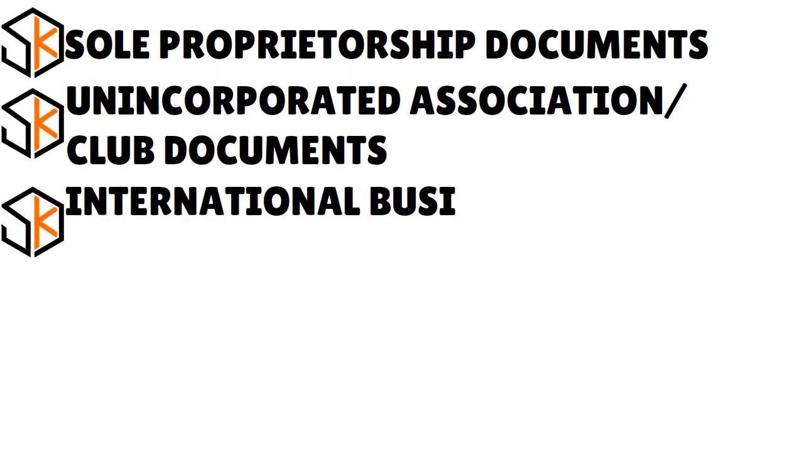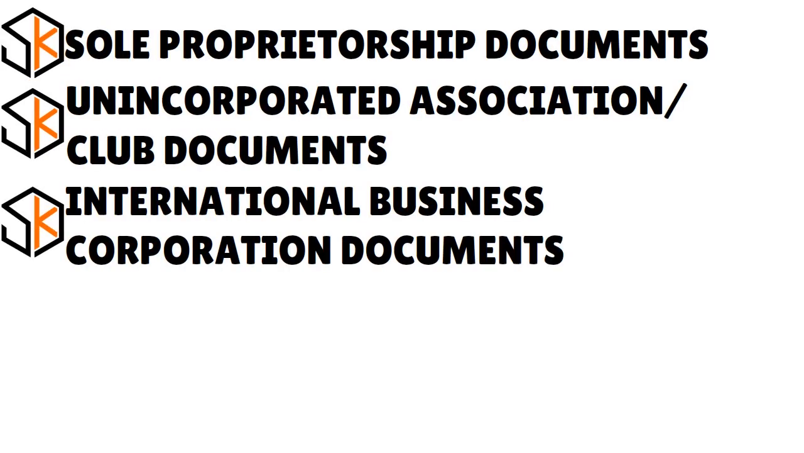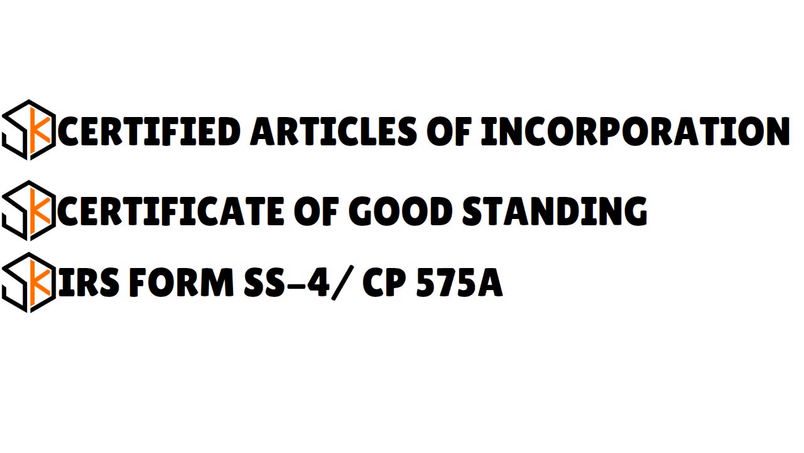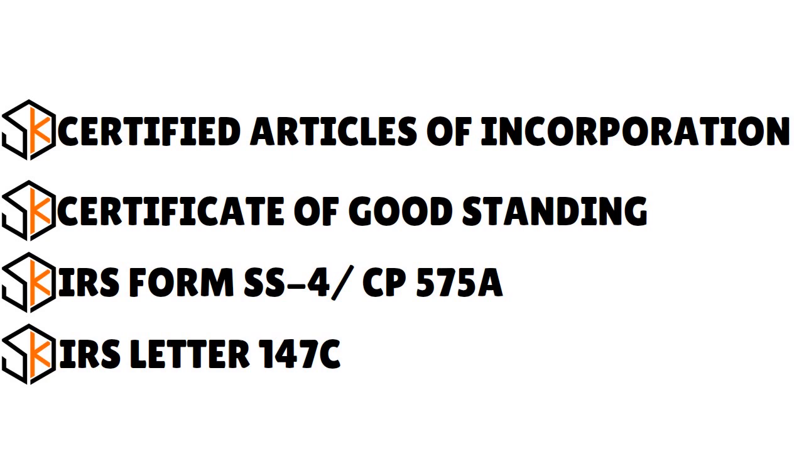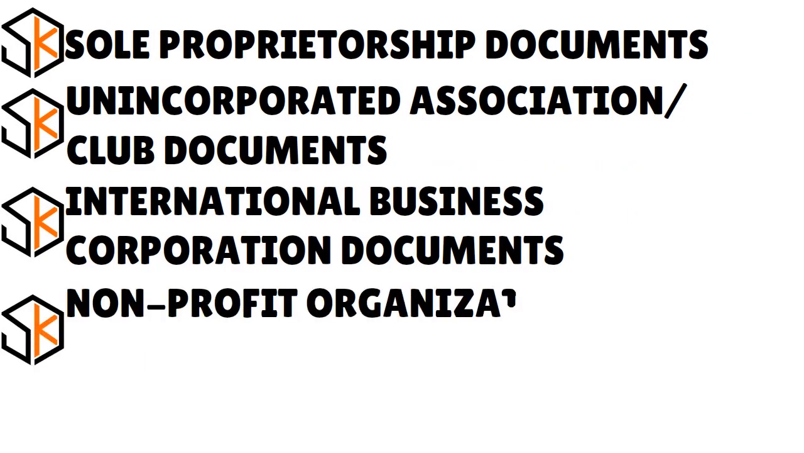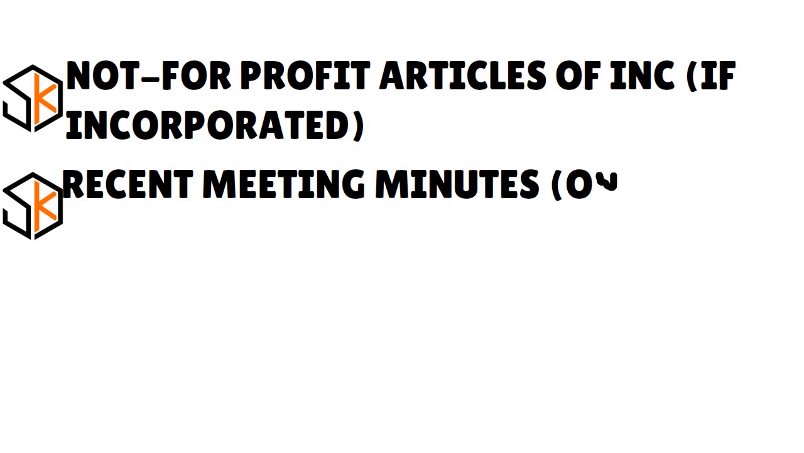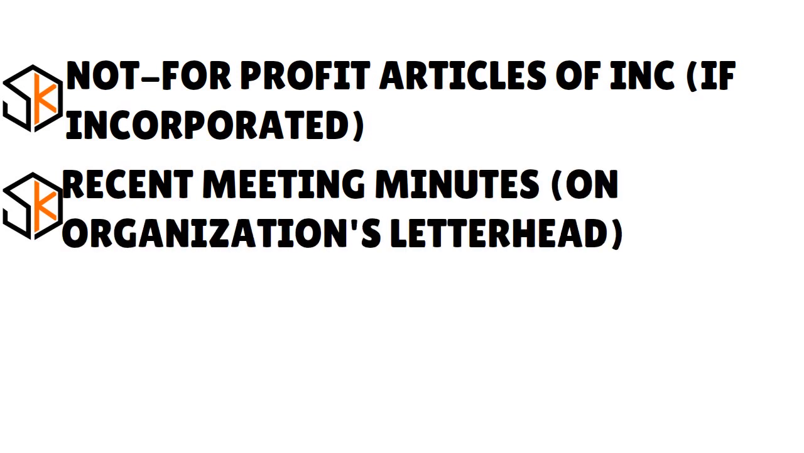What about international business corporation documents? You want to have certified articles of incorporation or certificate of good standing. You also want to have an IRS form SS4 CP575A or IRS letter 147C. And what about nonprofit organization documents? You want to have a not-for-profit articles of incorporation, if incorporated, or recent meeting minutes on organization's letterhead.